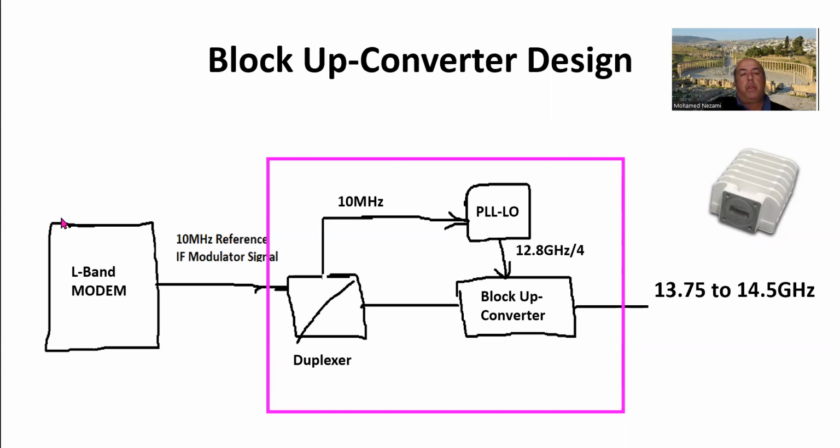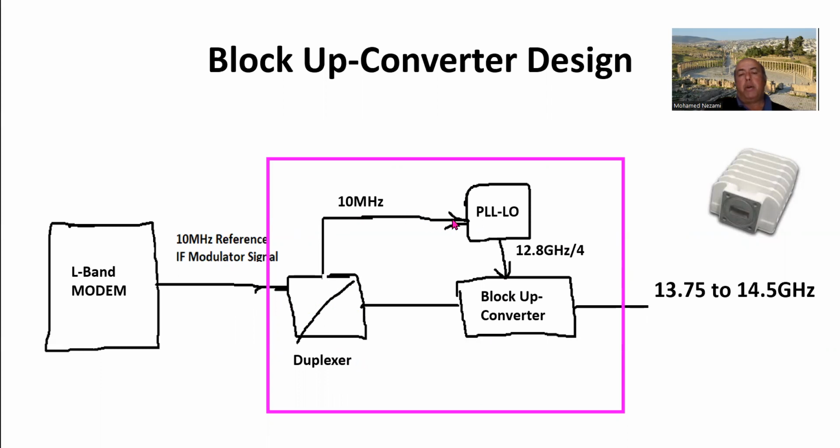We start out with an L-band modem indoor unit that puts out a cable which has a 10 megahertz reference and an IF modulated signal, and sometimes DC. So it goes up to the feed unit. The feed unit in here has to somehow duplex both the IF and the 10 megahertz. So it splits off the 10 megahertz.